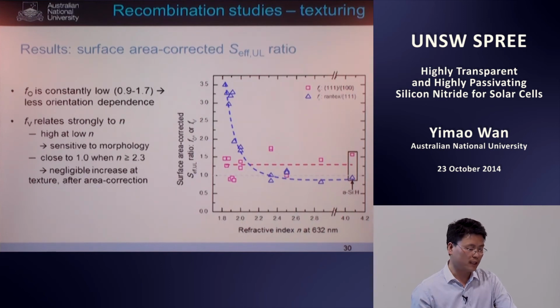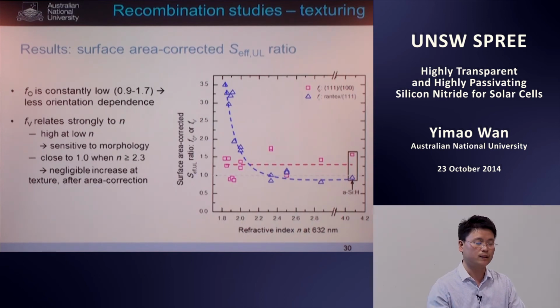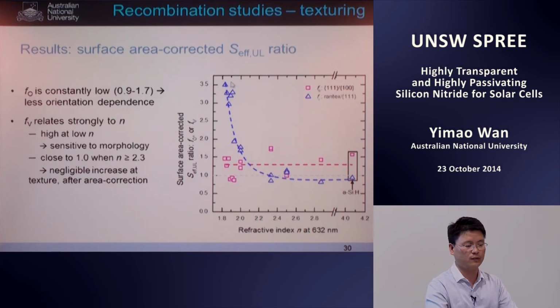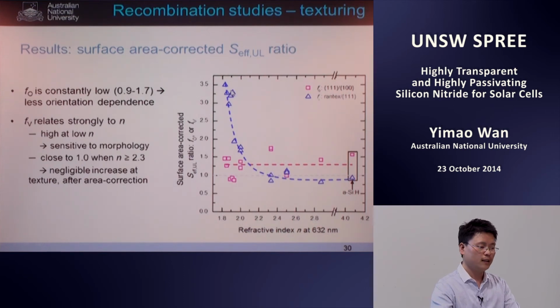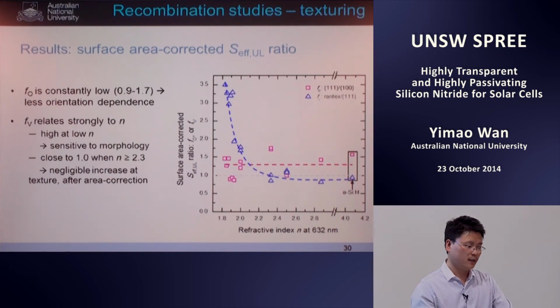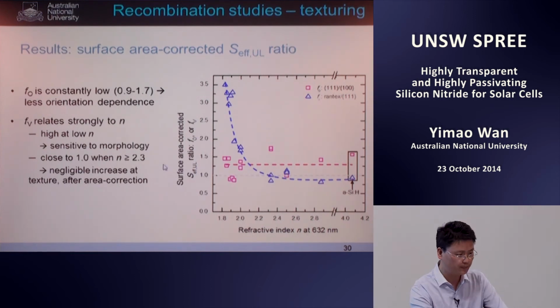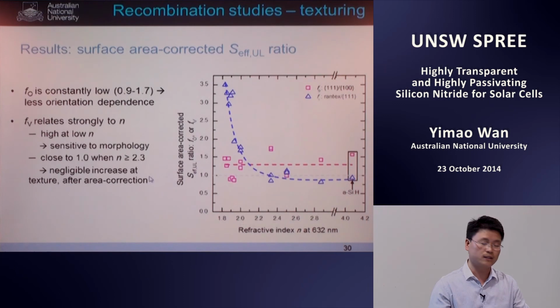But when we look at FV, which relates to the pyramids, vertices or edges, it is quite high at the lower end, which means when passivated by nitrogen-rich nitride, the relative contribution from pyramids is high. In other words, the recombination at texture when passivated by low refractive index nitride is very sensitive to morphology. But when passivated by silicon-rich film, the increase at texture is negligible.